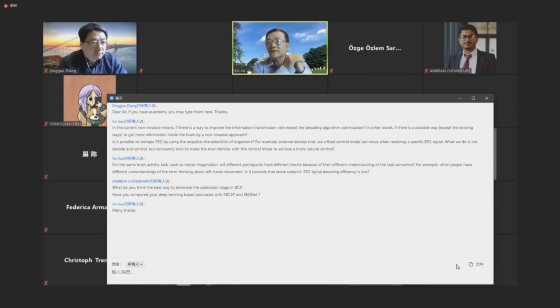All right, next question. For the same brain activity task, such as motor imagination, will different participants have different results because of their different understanding of the task semantics? For example, other people have different understanding of the term thinking about left hand movement. Is it possible that some subjects' EEG signal decoding efficiency is low?